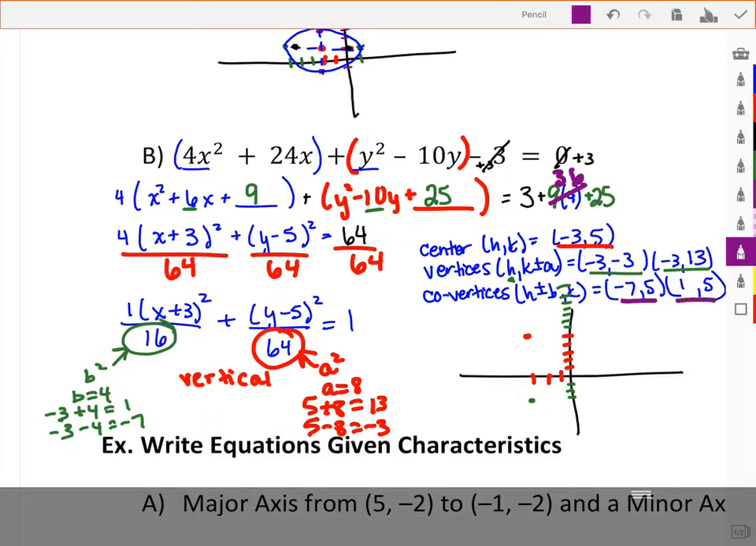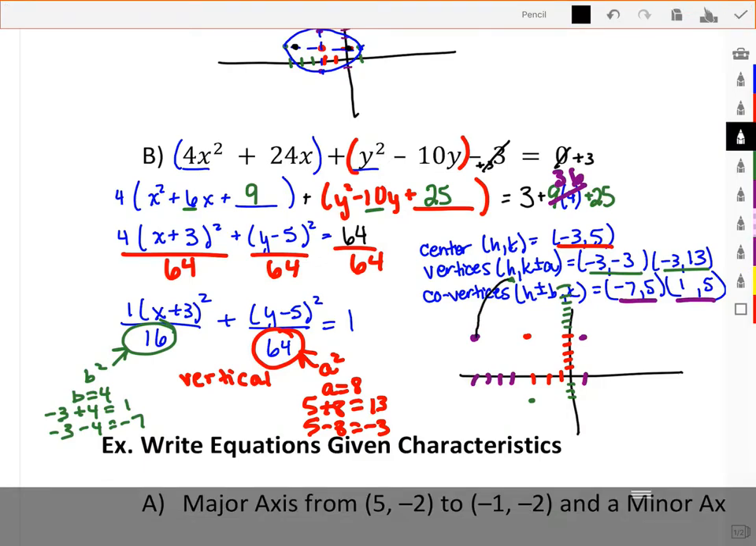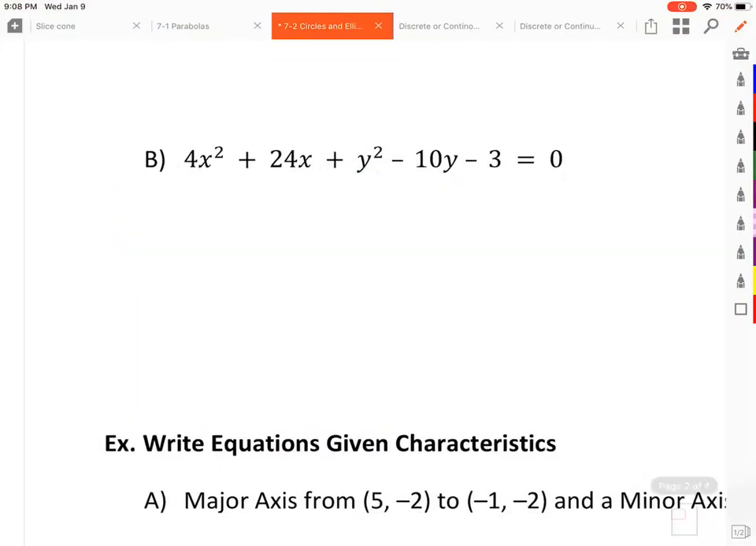Co-vertices, negative 7, 5, and 1, 5. Now we connect them. It doesn't look great because my scale is kind of messed up, but our major axis would be going vertically, minor axis horizontal, and our foci would be right inside on our major axis. Okay?